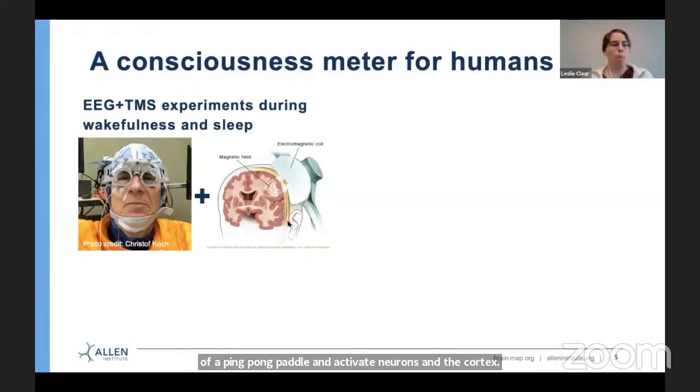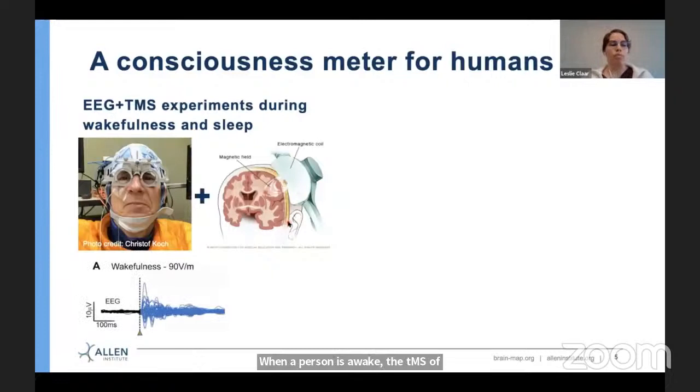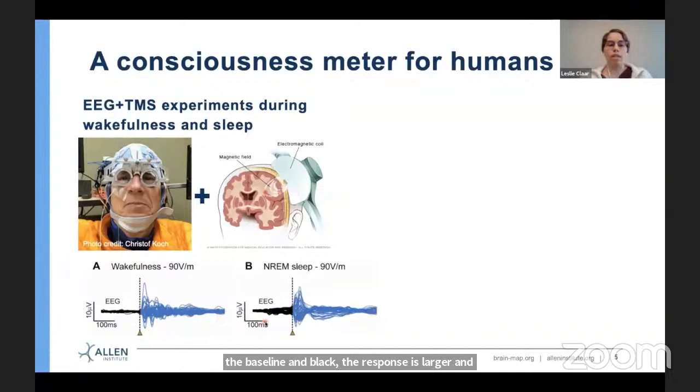When a person is awake, the TMS evokes a widespread and long-lasting response in the EEG signals shown here. Each line represents a single EEG channel and its average response to hundreds of TMS pulses. Compared to the baseline in black, the response is larger and varies across channels. However, when a person is in deep sleep and therefore unconscious, the response to TMS is different.